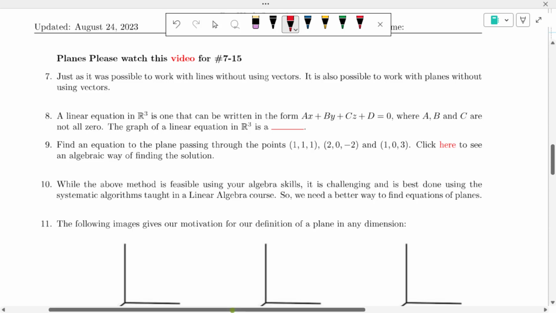So a linear equation in R3 is one that can be written in the form ax plus by plus cz plus d equals 0, where a, b, and c are not all 0. The graph of such a linear equation in R3 is called a plane. Let me give you an example of what we mean by this. Here I can give you 3 distinct points, and we can find the corresponding equation of the plane that these 3 points pass through. I'm going to pull that up for you.